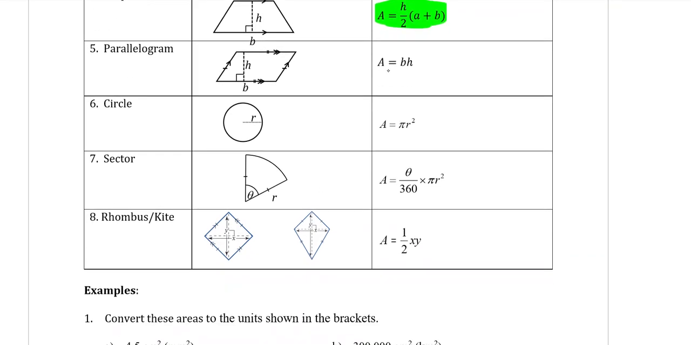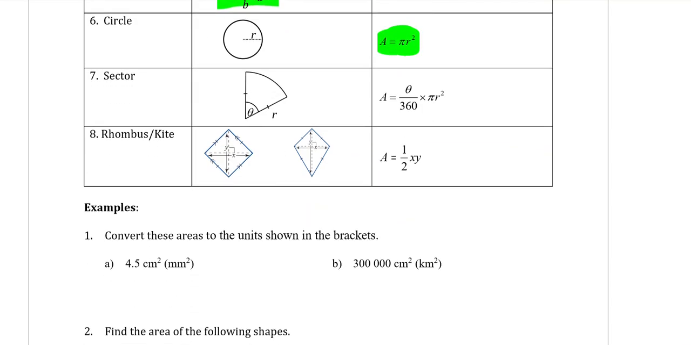A parallelogram is A equals BH, which is the same as the rectangle, but the base and the height need to be at right angles to each other. You would never use the sloping side as the height of that parallelogram. A circle is pi r squared. A sector, we want to find what fraction of the circle we have, which is the angle over 360, and then we times it by the pi r squared, which is our area formula for a circle.